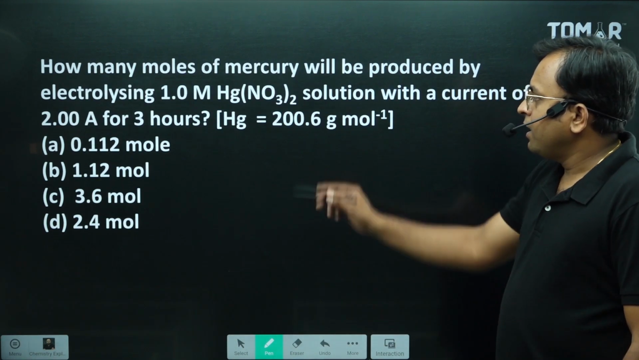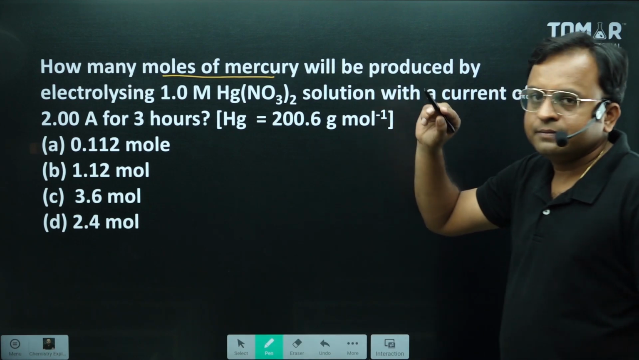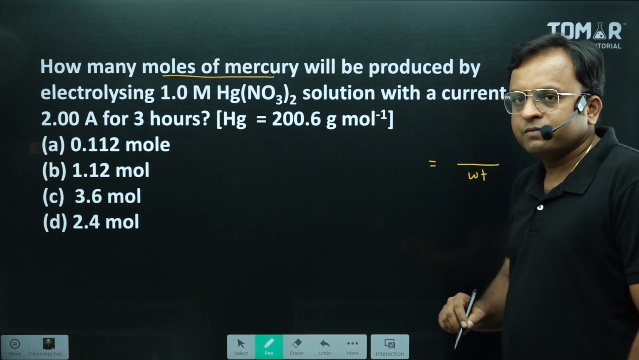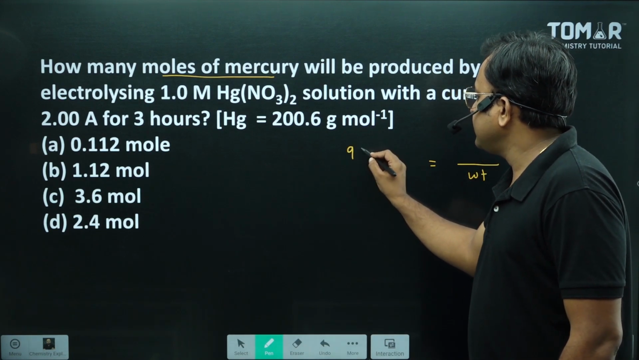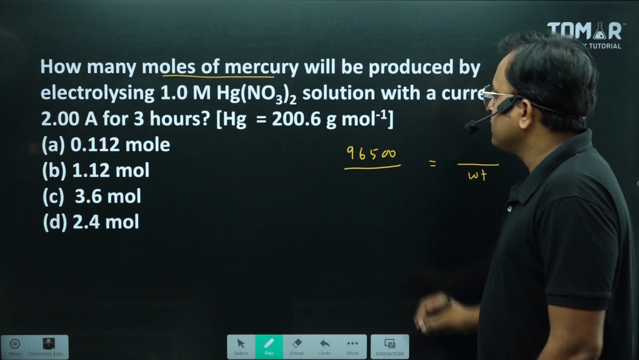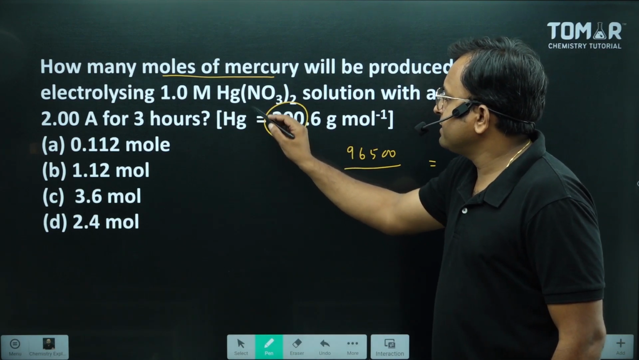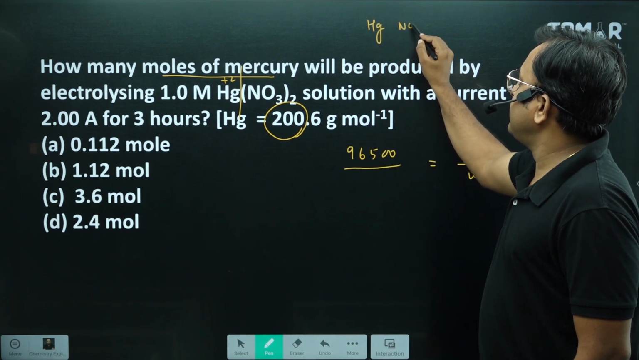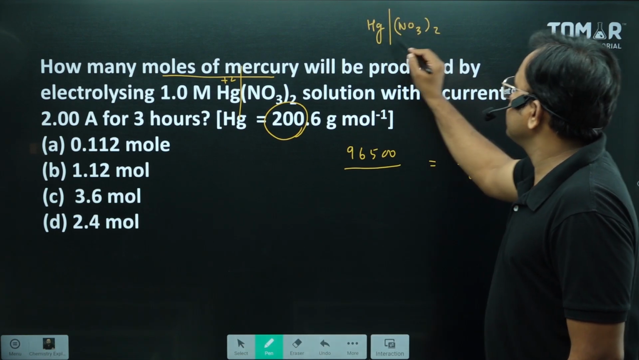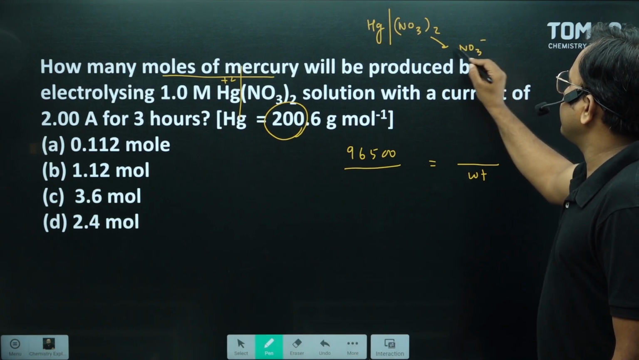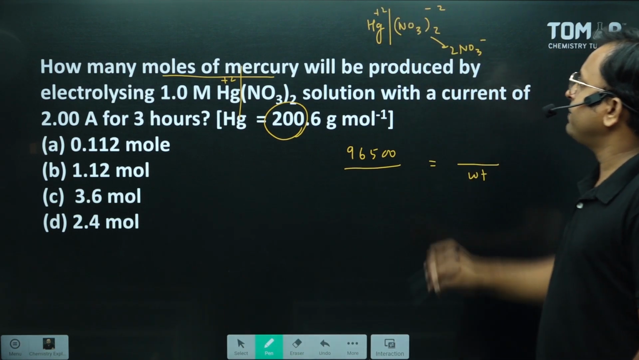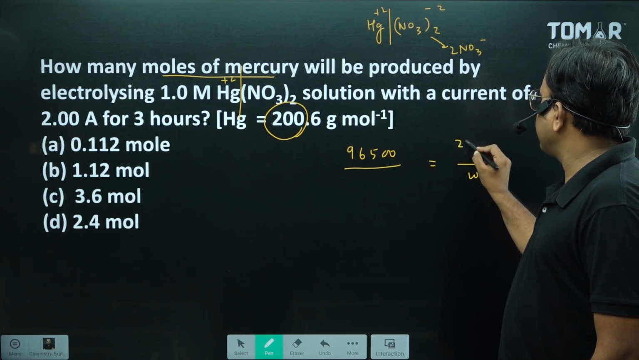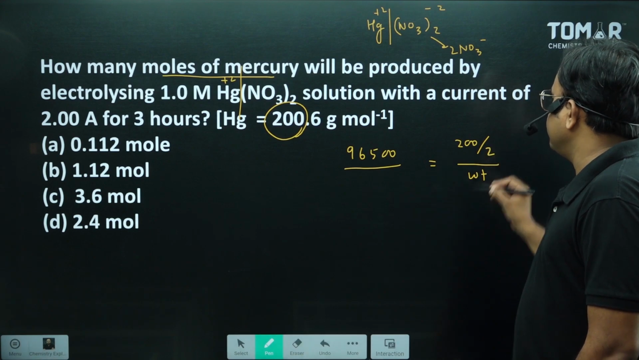Next question. How many moles of mercury? The formula will give you the weight. So we will find weight first. 96500. The mass of mercury is 200 and its valency factor is plus 2 here. Mercury nitrate, Hg(NO3) whole twice. This will give 2 nitrate ions, minus 2. Mercury will be plus 2. So, the equivalent weight of mercury is 200 by 2.